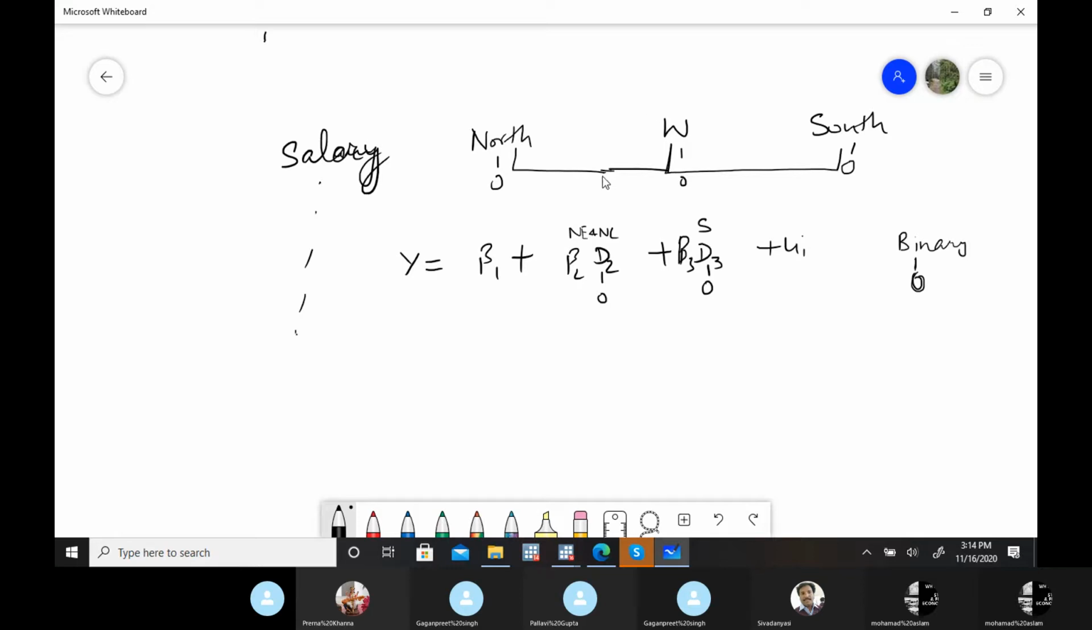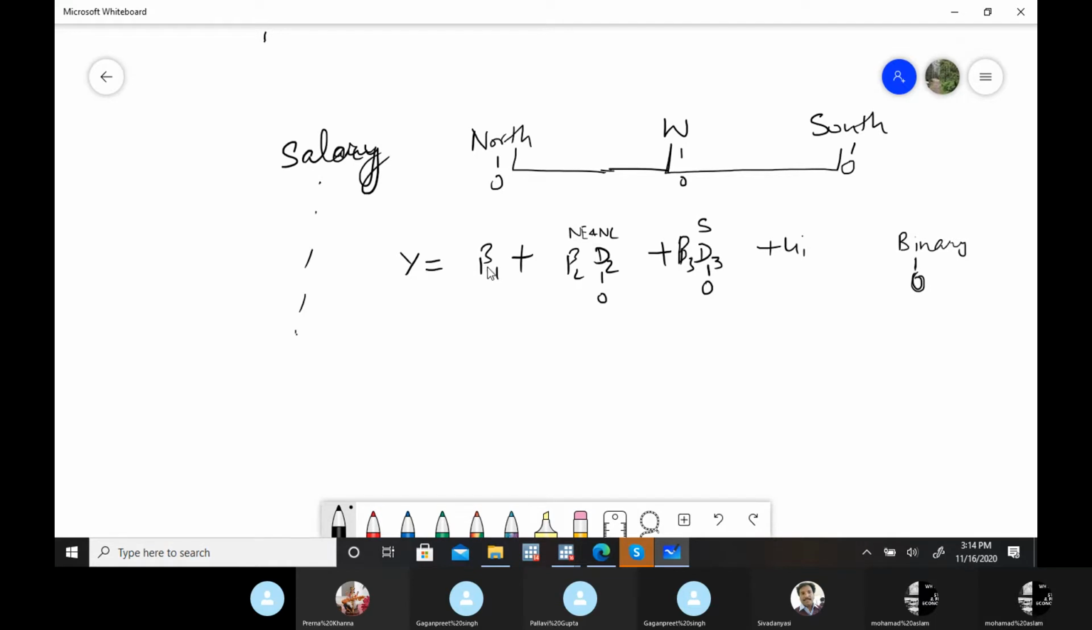Now this is the thing: if you have 3 categories, then you have to introduce 2 dummy variables in the regression model. If you have 5 categories, you have to introduce 4 dummy variables. I'll come to the reason after this example, why we put only 2 categories. But that choice depends upon you, whether you are taking a regression model with intercept or without intercept.